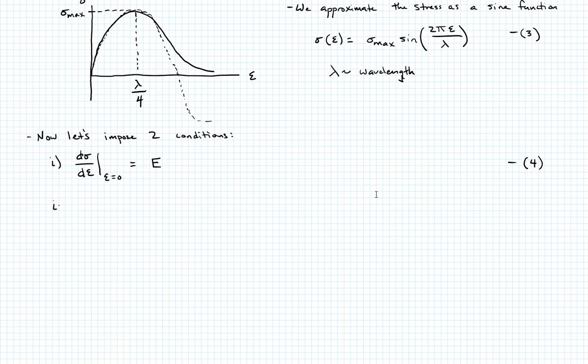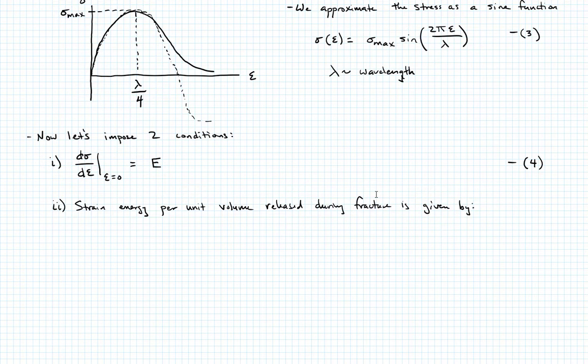Okay. The next thing that we're going to make an assumption of is that the strain energy per unit volume that's released during fracture is going to be given as follows. We'd say the strain energy, I'm going to call it U, and I don't mean the same U as the bond energy. This is the strain energy now, and it is going to be equal to the integral from 0 now to lambda over 2. So if you want to come up here, this point right there is lambda over 2. Okay, so 0 to lambda over 2 of sigma d epsilon. Okay?